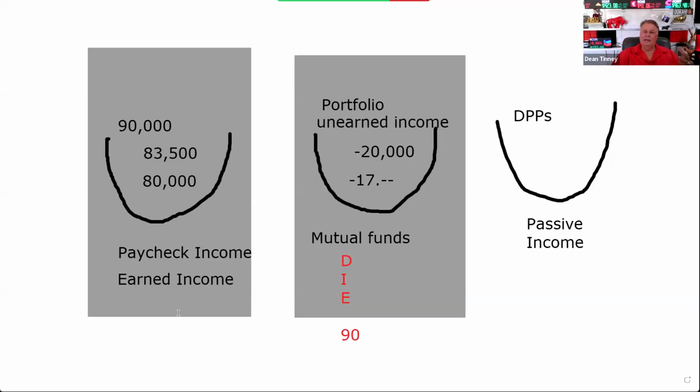So a good way to remember that is Die 90. This applies both, Evan, to mutual funds and REITs. Mutual funds and REITs. So the dividends on the stocks in the Fidelity Magellan portfolio, or American Funds. These are mutual funds.